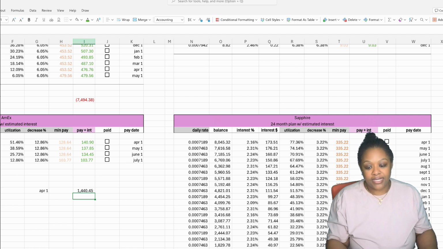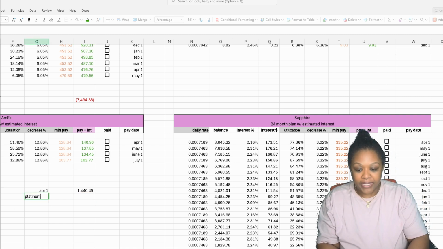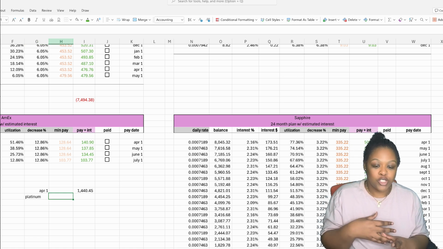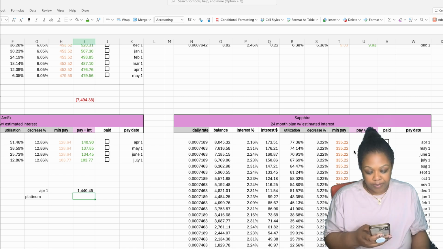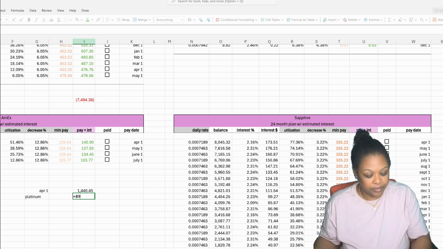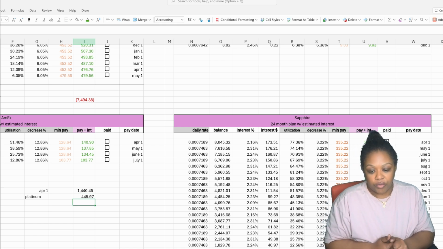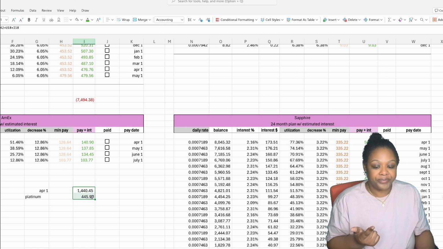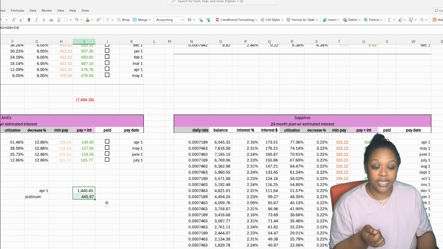Wait, you know what? My Platinum isn't in there because I got off track with my Platinum, so I added a month. So I'll just divide this balance by 2. It's $800 and something. Divided by 2, $445.97. So that means April and May, I'd be paying $1,886 toward debt, if that's possible.